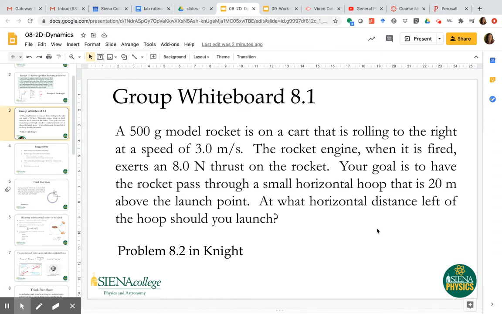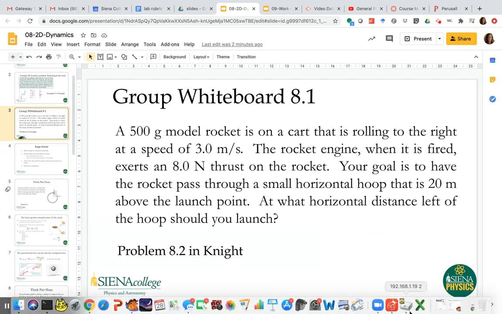The rocket engine, when it's fired, exerts an 8-Newton thrust. So force of the thrust is 8 newtons. Your goal is to have the rocket pass through a small horizontal loop that is 20 meters above the launch. So y loop equals 20 meters. At what horizontal distance left of the loop should you launch? So we want to find delta x.